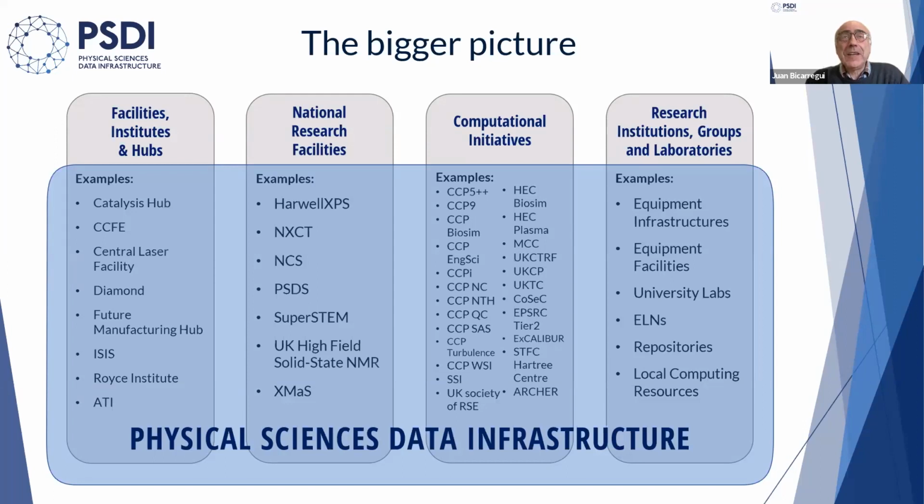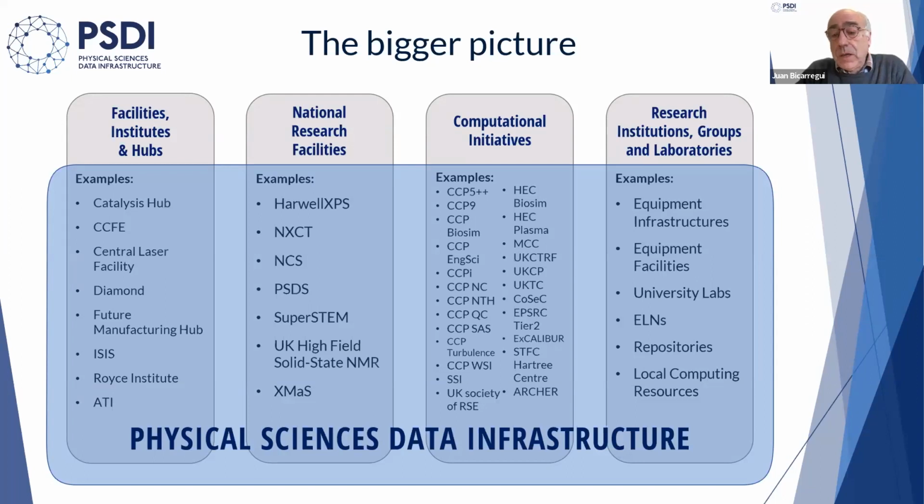So we divided up the physical sciences sort of by where the source of the data is, because we're talking about a data infrastructure. So in the first column here, we have the big national scale facilities, institutes and hubs. So we have the facilities here. I'm based at the Rutherford Appleton Lab, and we have the ISIS neutron source, the Diamond Synchrotron, and the Central Laser Facility here as big national facilities. And then we have other big national things like the Catalysis Hub, the Royce Institute. And that's obviously a very important source of data, these big things.